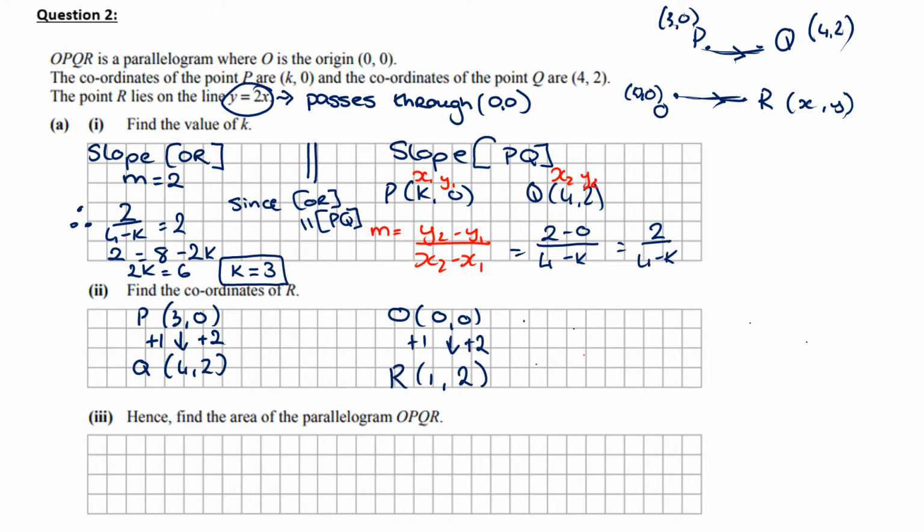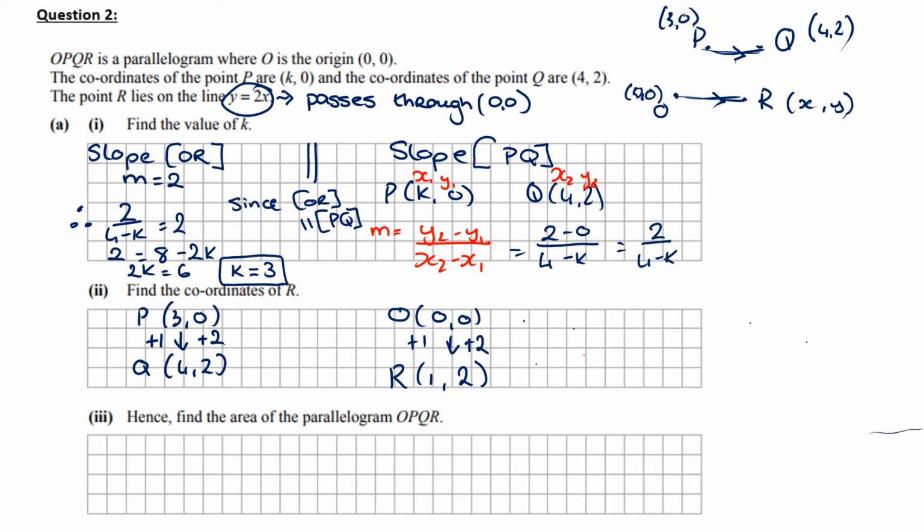You can use the idea of distance and slope, but it becomes too complicated. So we're just using the idea of a translation. Translating or moving from P to Q is the same as translating from O to R. It is using the distance, but just in a simplistic way.